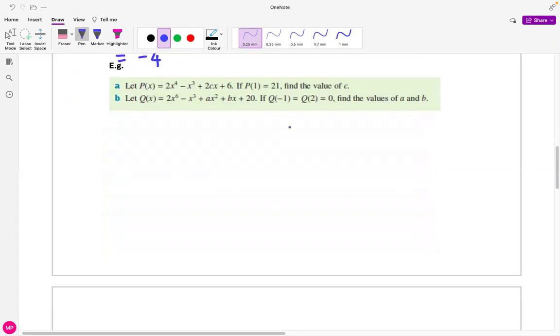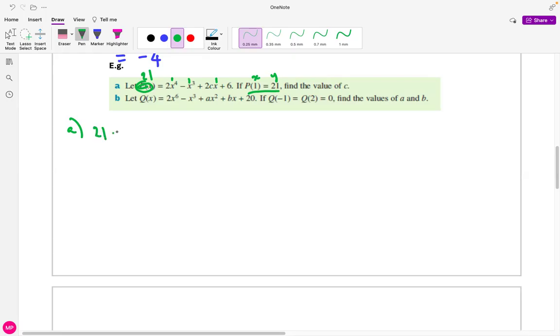Now we're going to go over this example here. So here I give you a polynomial. In this case, you can see it's the power 4, that's the degree, quartic. P of 1 equals 21. What that means is when x equals 1, y equals 21. Find the value of c. So c is here. So we start by letting this equal 21 as the y value, and we substitute x equals 1 in. Then we can solve for c.